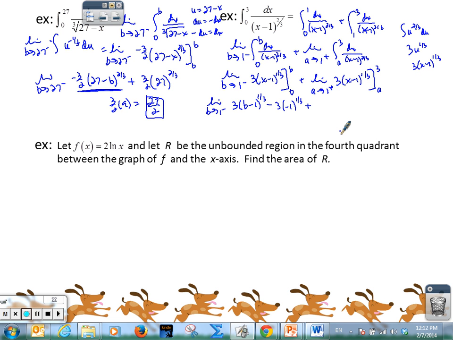Then we have our other limit statement, limit as a goes to 1 from the right. We're going to drop the 3 in. That's going to give us what? A 2 to the 1/3 minus 3 times a minus 1 to the 1/3. Okay, is everybody okay?